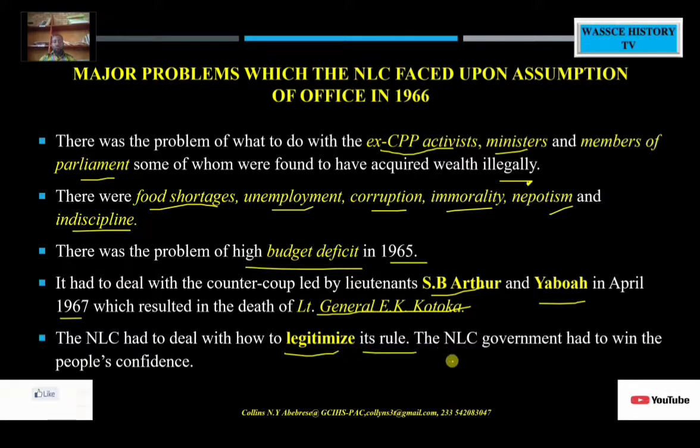Now, the next one was that the NLC had to deal with how to legitimize its rule. The government had to win the people's confidence. The people did not vote for the National Liberation Council to come into office. And so there was a problem as to how the NLC could win the confidence of the people, with the people accepting them as their government until they give way for a new party or election to take place. So they had that problem of legitimacy. They were not a democratically elected government, and so that became really a problem for them to legitimize their power.